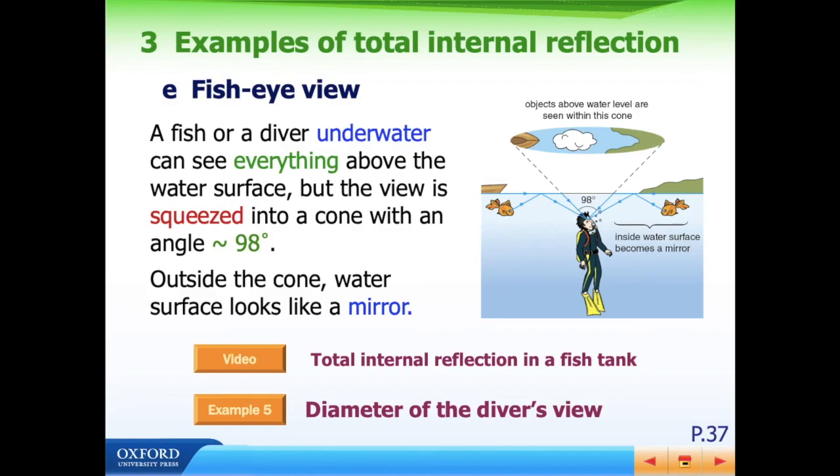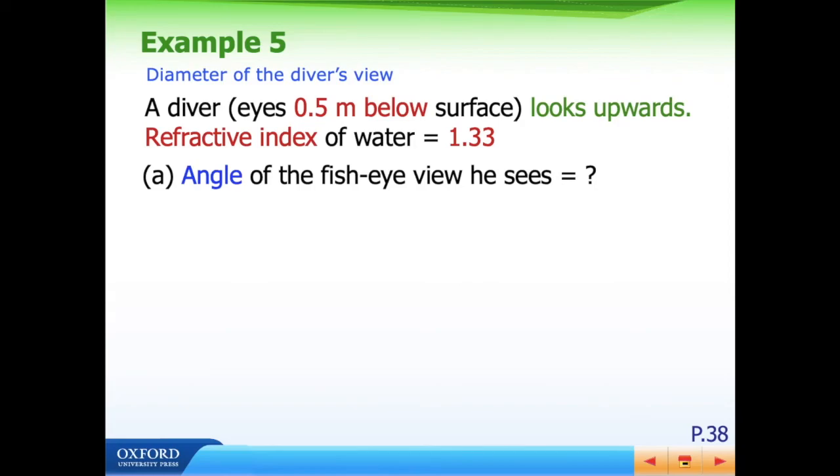To elaborate further on our understanding of fish eye view, let us have this example number 5, diameter of diver's view. A diver who looks upward has eyes 0.5 meters below the surface, and we have the refractive index of the water, which is 1.33. Now, the question is, what will be the angle of the fish eye view he sees?